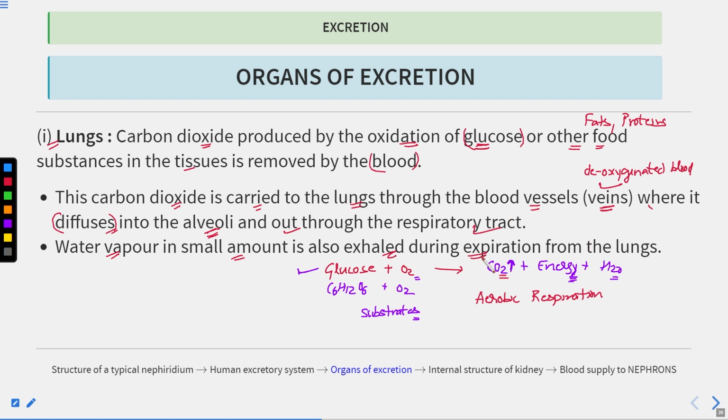So what is expiration? Expiration is the process of when we breathe out. This is known as expiration. So along with the carbon dioxide, water vapor is also exhaled out during the process of respiration, or you can say during the expiration from the lungs. All right.